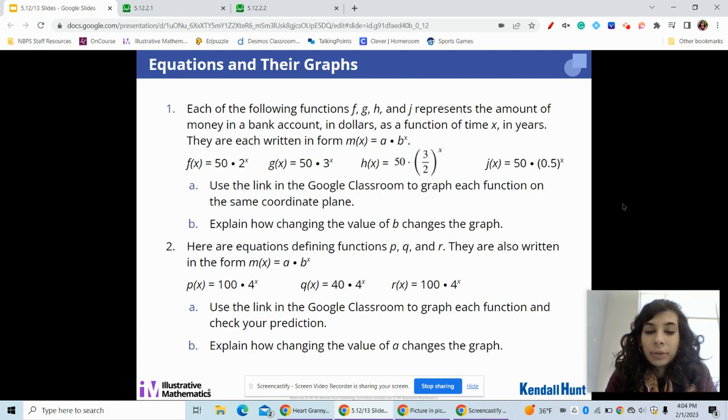In the next part of our activity, each of the following functions, f, g, and h, represent the amount of money in a bank account in dollars as a function of time x in years. They are each written in the form m of x is equal to a times b to the power of x. I'm going to show you the graphs here, but I'm also going to post the link in your Google Classroom. Use the link in the Google Classroom to graph each function on the same coordinate plane. I want you to explain how the value of b changes the graph.